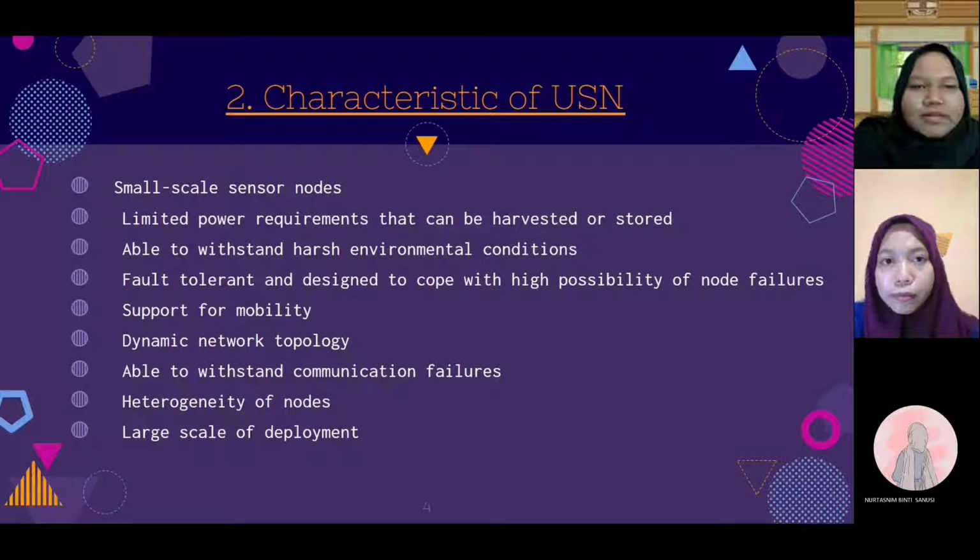Next, characteristics of USN. First, small scale sensor nodes. Limited power requirement, which can be harvested or stored. Able to withstand harsh environmental conditions. Fault tolerant and designed to cope with a high possibility of node faults. Support for mobility, dynamic network topology, able to withstand communication failures, heterogeneity of nodes, and large scale of deployment.